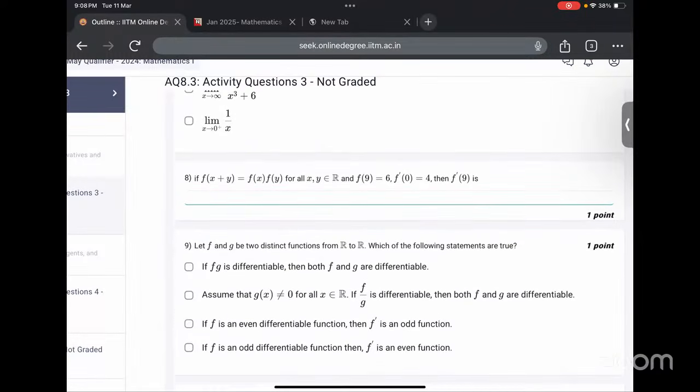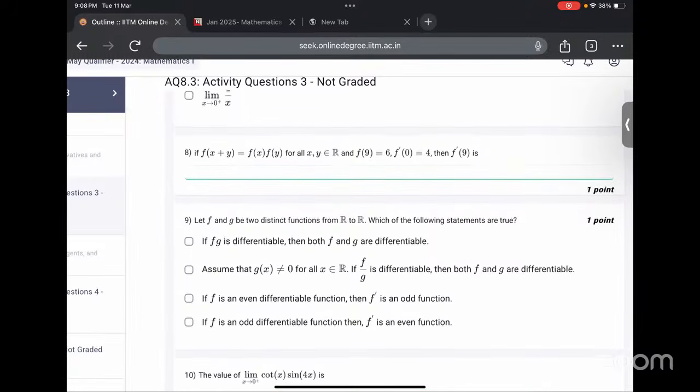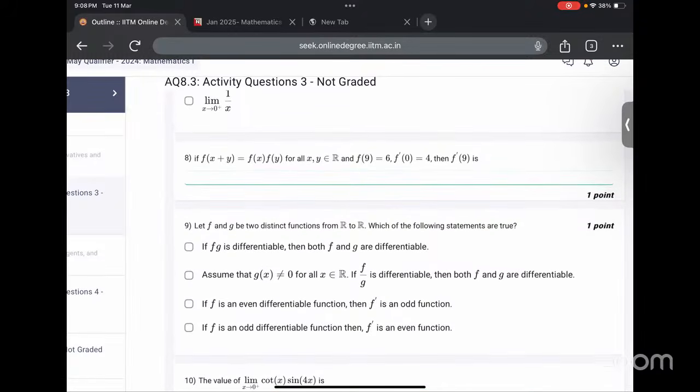What about the eighth question? Any idea how to solve it? Any idea? Any one of you can just unmute yourself and let me know if you have any idea.